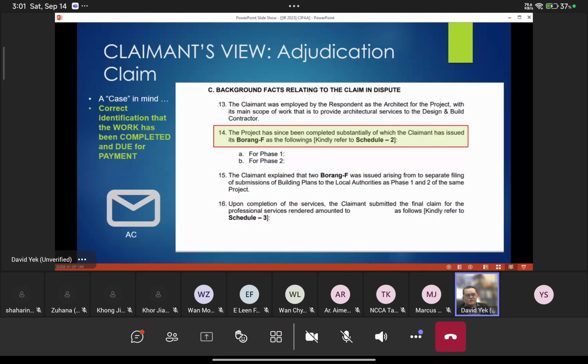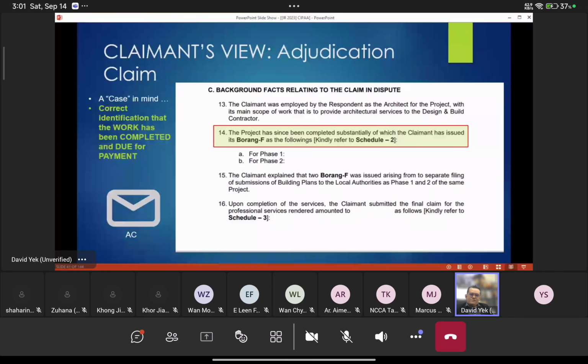And the project at this moment has been completed. Borang F has been issued, or Borang CCC has been issued, or phase 1 and phase 2, for example. And then you see that sometimes further explanation needs to be done. For example, you have a sectional completion. Okay, so these are the things.